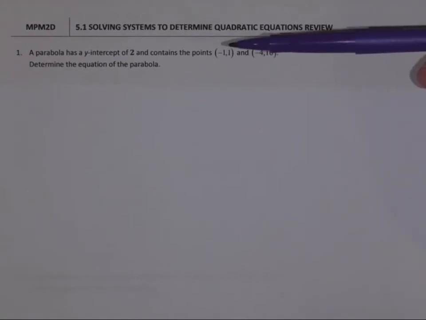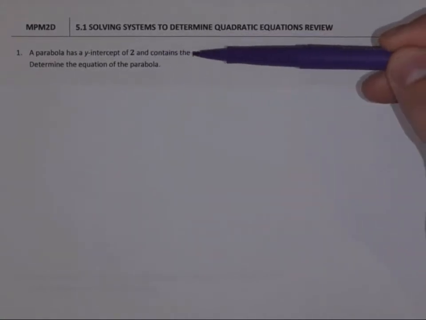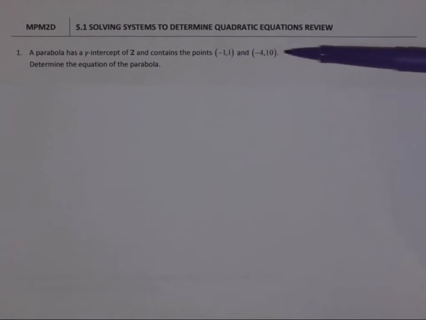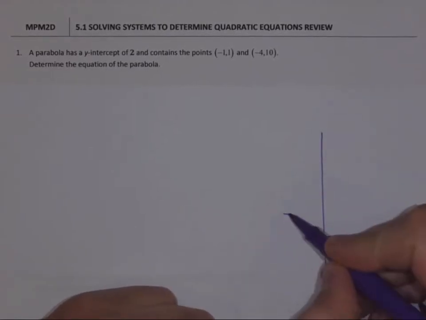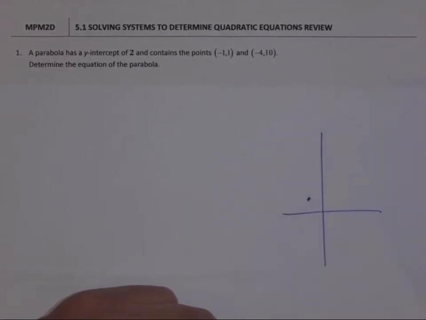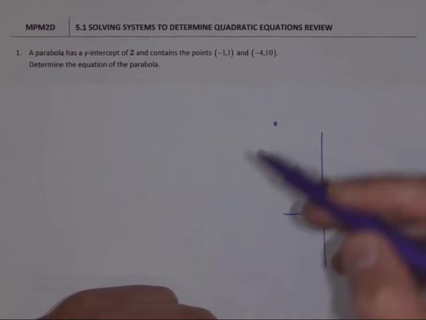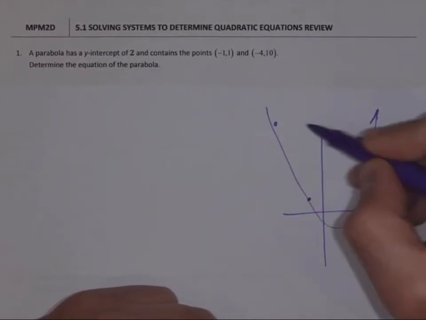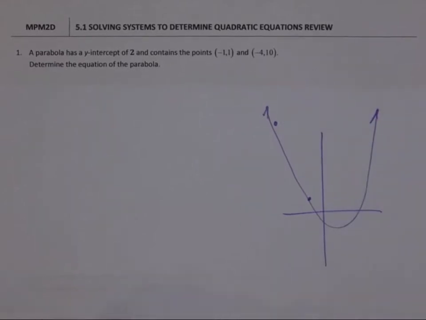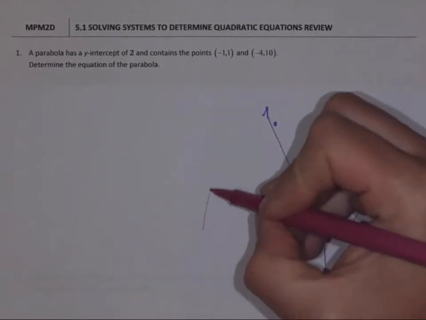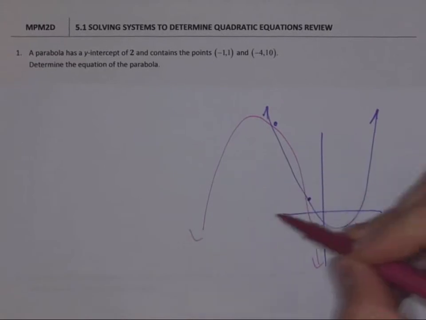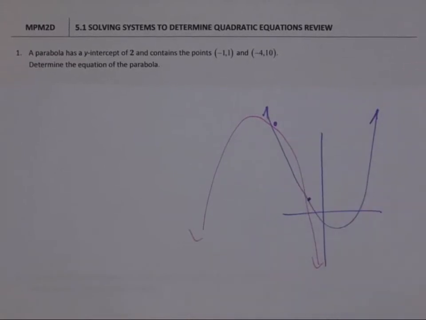The question says a parabola has a y-intercept of 2 and contains the points (-1, 1) and (-4, 10). What's the equation of the parabola? So if we just think about this, (-1, 1) and (-4, 10), those points are on the parabola. We don't know if the parabola goes this way or if the parabola goes that way, or whether it's really wide or anything. Just that those 2 points are on the parabola.